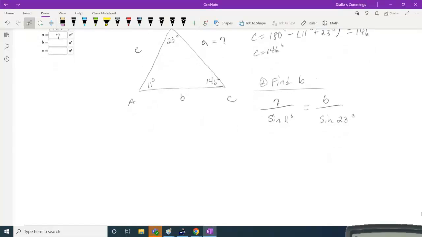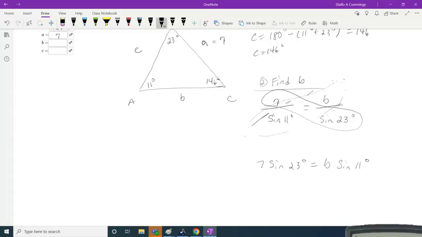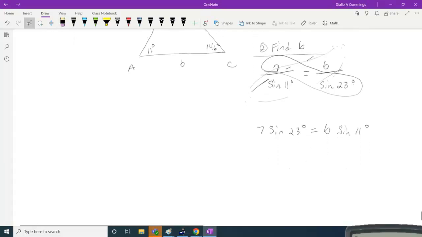Now I can cross multiply. I can cross multiply 7 times the sine of 23 degrees, and B times the sine of 11 degrees. To solve for B, I can divide both sides by the sine of 11. So 7 times the sine of 23 degrees divided by the sine of 11 degrees is equal to B.